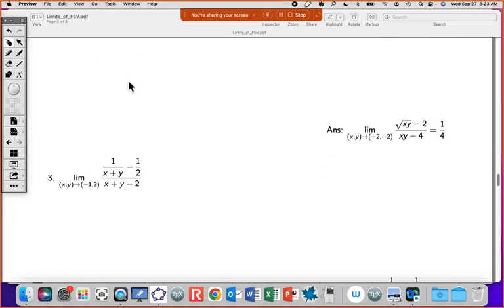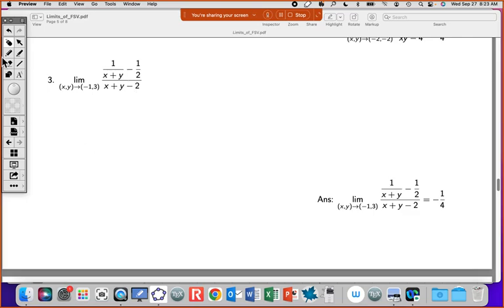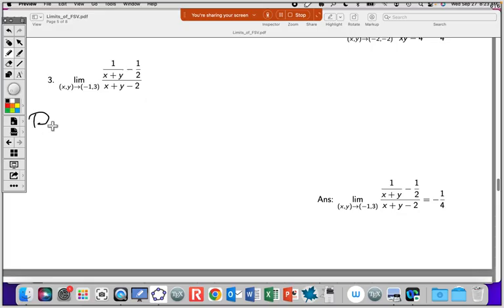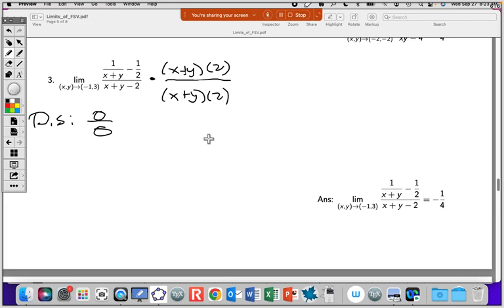And then number 3 here. Once again, I'll leave it to you. Direct substitution is going to give you a 0 in the numerator, a 0 in the denominator. So here we have to clear out these complex fractions. The way I like to do it is I just multiply numerator and denominator by the least common denominator of all the little fractions. This would be the limit as (x,y) goes to (-1, 3).